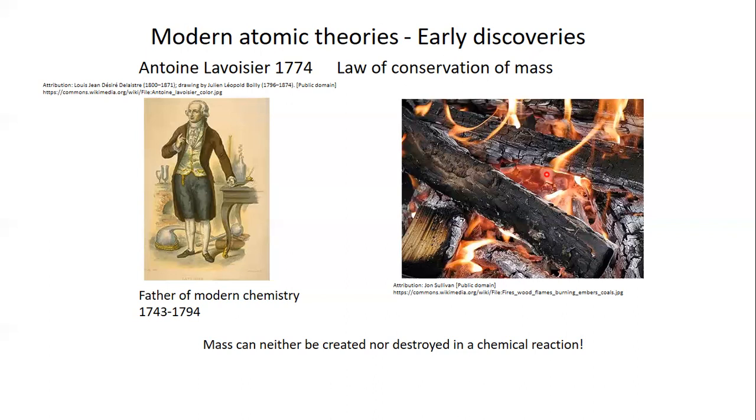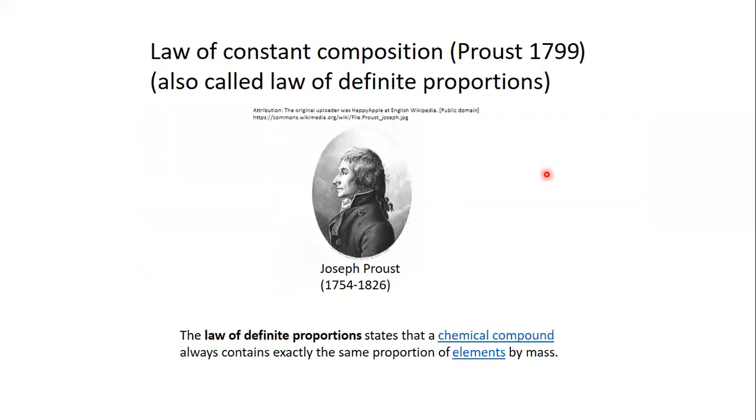So the discovery of the law of the conservation of mass then led to the discovery of the law of the constant composition, also called the law of definite proportion. And this law was discovered by Joseph Proust. So now what does the law of the definite proportion state? It states that a chemical compound always contains exactly the same proportion of elements by mass.